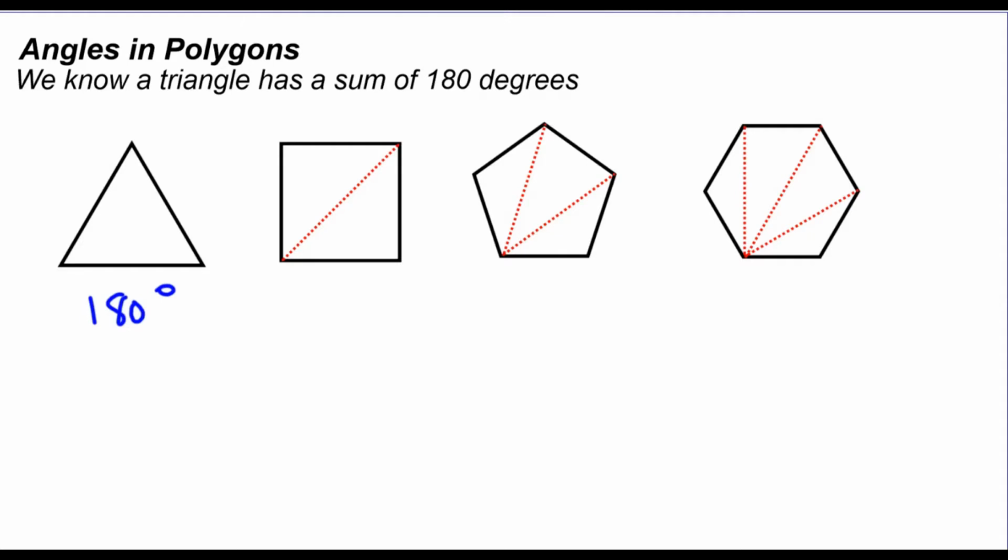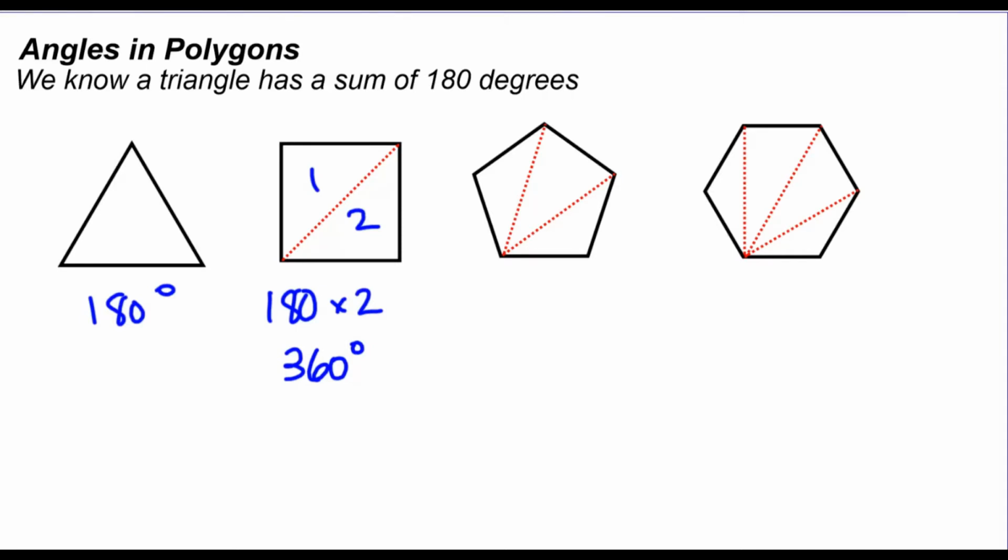Well, if we examine each polygon and figure out how many triangles there are in each one of these polygons, we can then figure out how many degrees there are total. So if you look at a quadrilateral, here I have a square, and this red dotted line cuts it into 2 separate triangles. So there are really 2 triangles inside of a quadrilateral, and each one of those triangles has 180 degrees. So 180 times 2 is 360. So a quadrilateral will have 360 degrees in it.